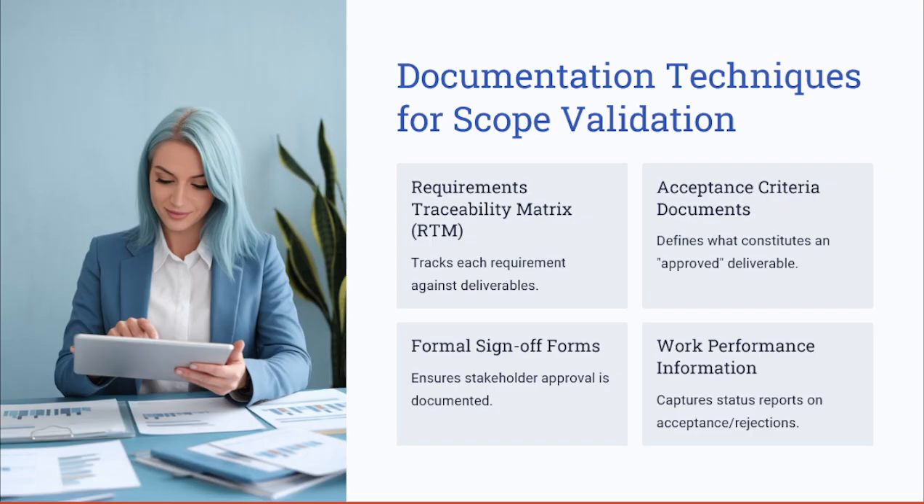The work performance information is a key document. We've talked many times about work performance information, which captures the status reports, acceptance, and rejection in terms of validating the scope.